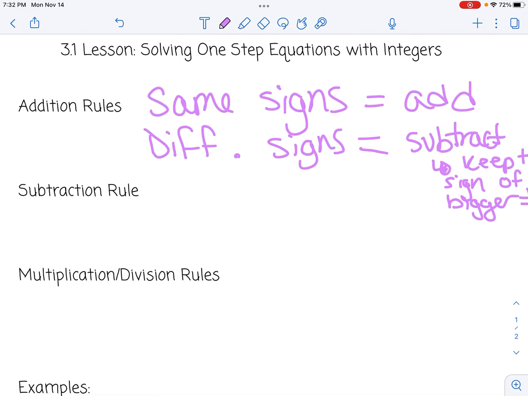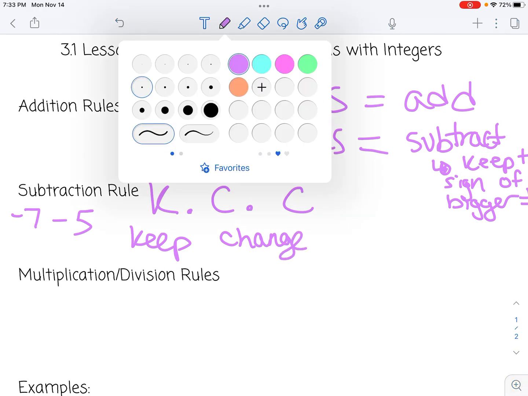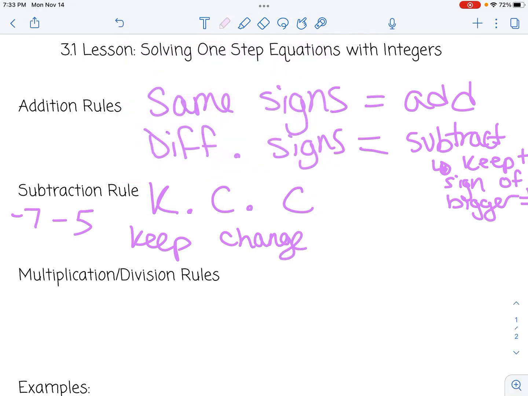So if the bigger number is negative, your answer is going to be negative. Okay, our subtraction rule. This is where we do keep, change, change. So for instance, if we have -7 minus 5, we would need to do keep, change, change, which is keep the first number the same, change the second number to addition, and then change the sign of the second number. So 5 becomes -5, okay? Because we want to turn any subtraction problem into an addition problem because we know our addition rules.